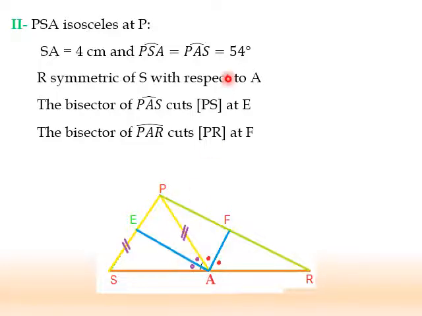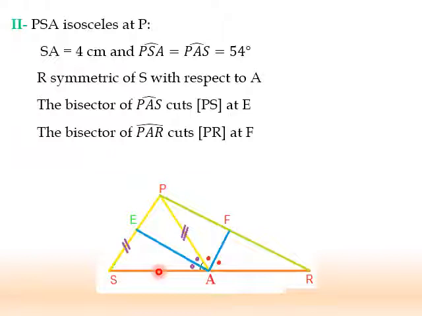Either I find the measure of angle PAS, which is 54, and the bisector divides the angle into two equal adjacent angles. So 54 divided by 2 equals 27. So at the 27 degree, I have to plot here point E and find that EAS equals 27 degrees.